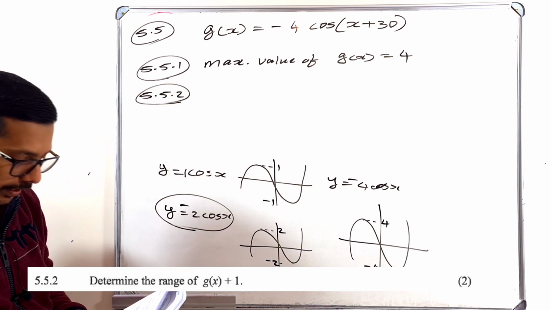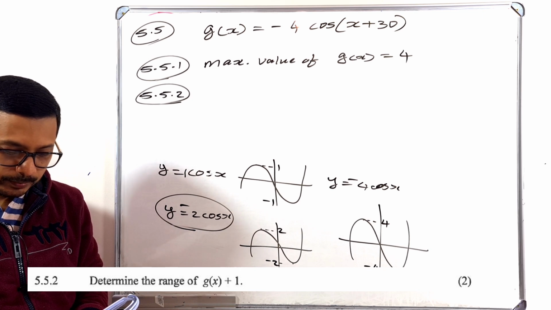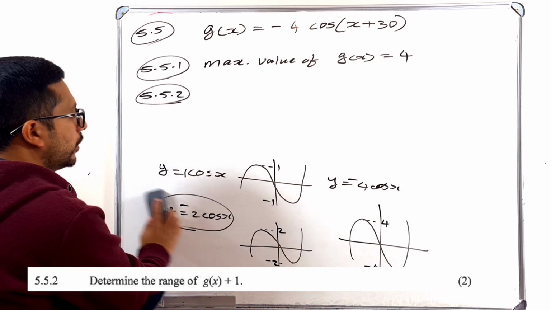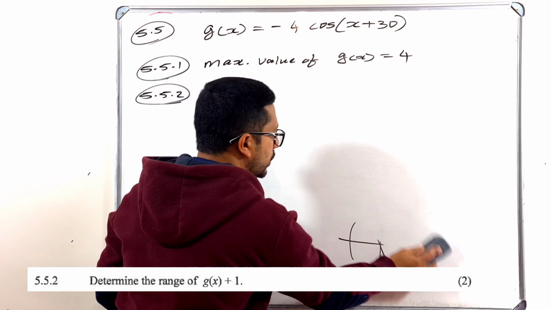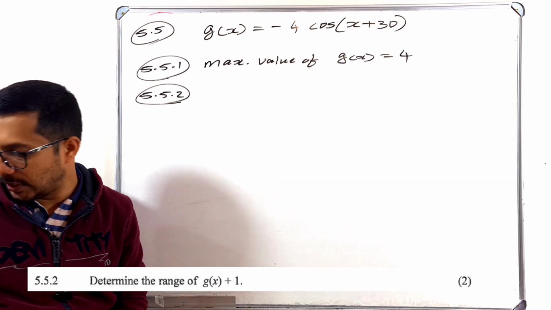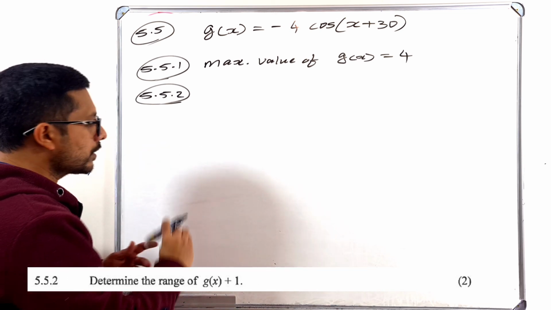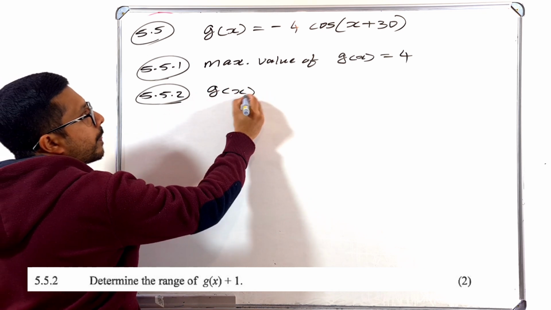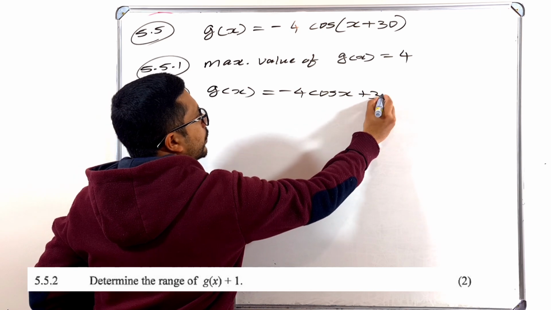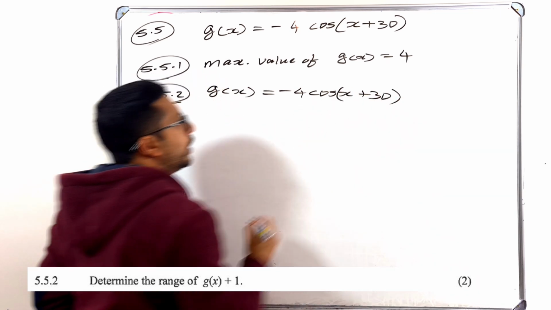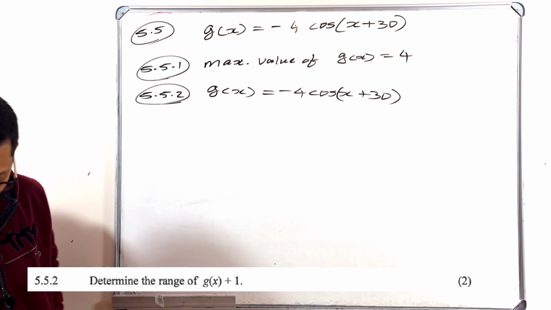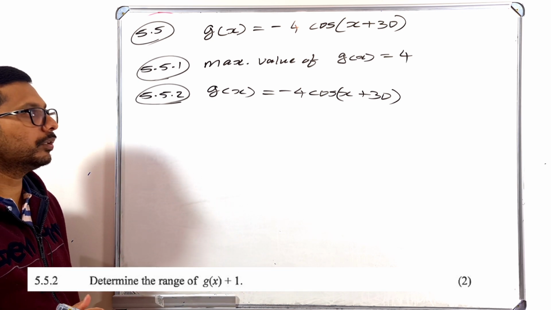What is that question? Determine the range of g of x plus 1. You have to find the range of g of x plus 1. Okay, what is the meaning of range? Range means possible y values. Okay, so what is our g of x? Our g of x is -4 cos x plus 30. Okay, now what is our question? Determine the range of g of x plus 1, not the g of x.